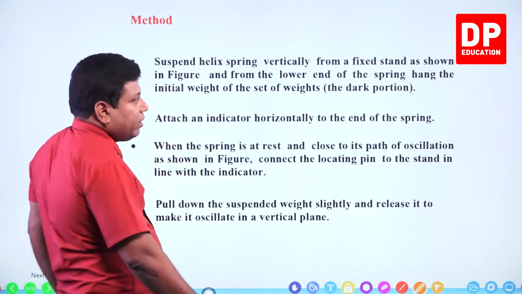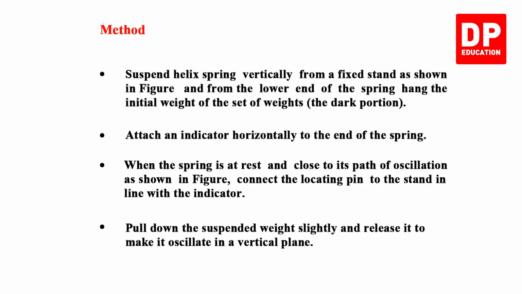Let's look at the method. Suspend the helix spring vertically from a fixed stand as shown in the figure, and from the lower end of the spring, hang an initial weight of the set of weights. Attach an indicator horizontally to the end of the spring. I have shown that; when we do the experiment, I will show it again. When the spring is at rest and close to its path of oscillation as shown in the figure, connect the locating pin to the stand in line with the indicator.